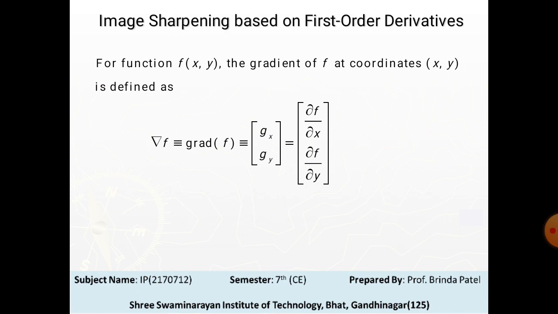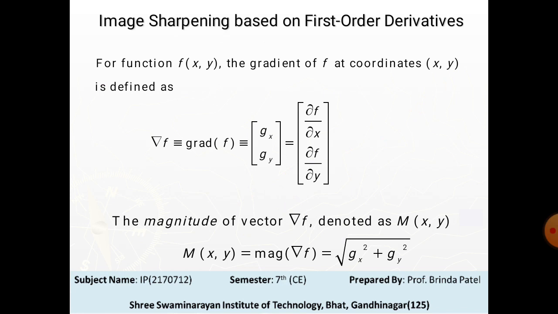First derivatives in image processing are implemented using the magnitude of the gradient. For a function f(x,y), the gradient of f at coordinates (x,y) is defined as the two-dimensional column vector: del f equals grad f equals [gx, gy], which is the derivative of f with respect to x and the derivative of f with respect to y.